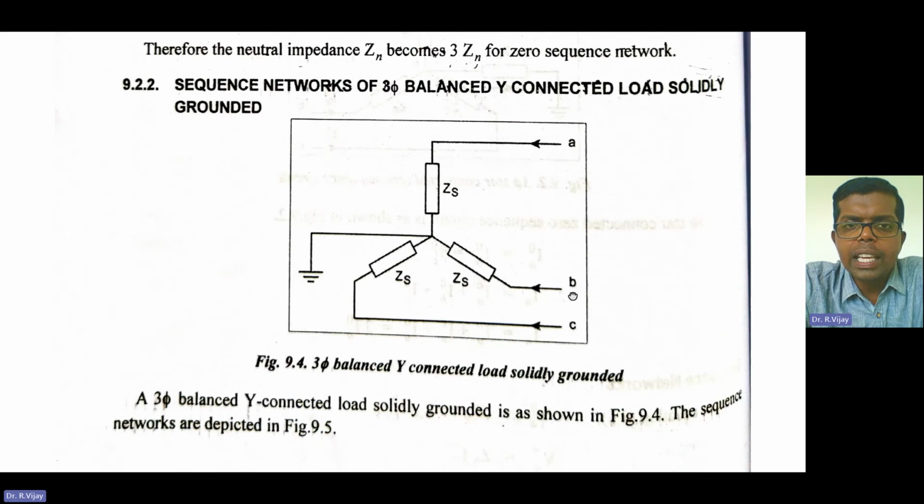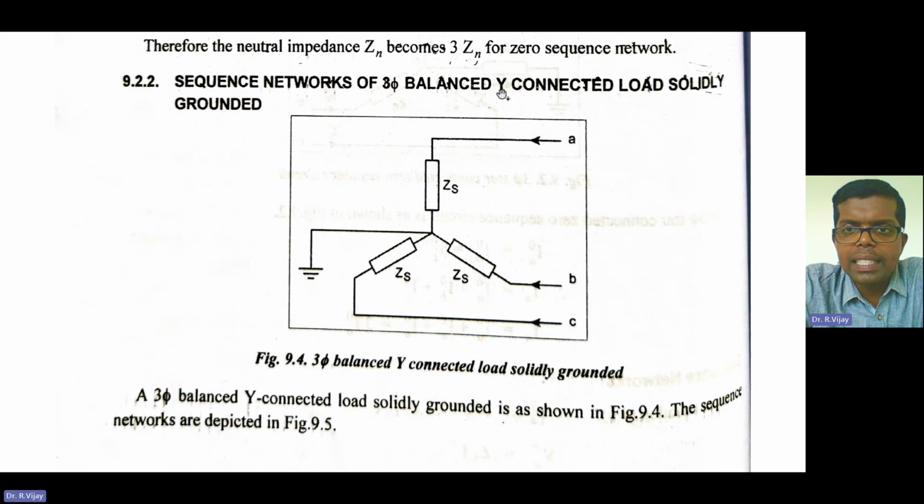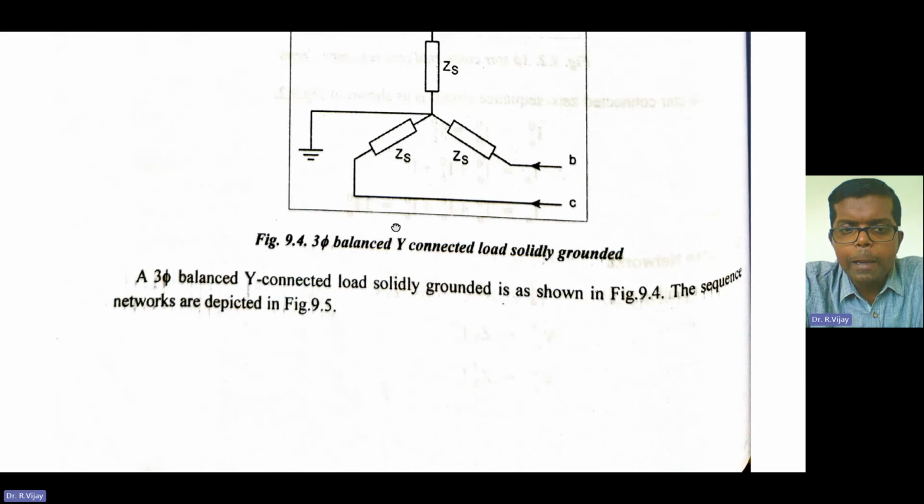Next, sequence networks of a three-phase balanced star-connected load, solidly grounded. If you take this, this is the phase A, B, and C. So this is the impedance. Impedance of phase A is ZS, and impedance of phase B is similarly ZS. Impedance of phase C is ZS. This is the three-phase star-connected load solidly grounded without any impedance, as shown in the figure.